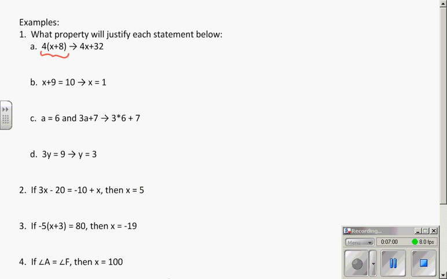Let's get started. So, what property lets me go from 4 times (x plus 8) to 4x plus 32? That's the distributive property. That's what lets me write that next step. What lets me go from x plus 9 equals 10 to x equals 1? What changed here? Well, what changed is I subtracted 9 from both sides. So that is the subtraction property.